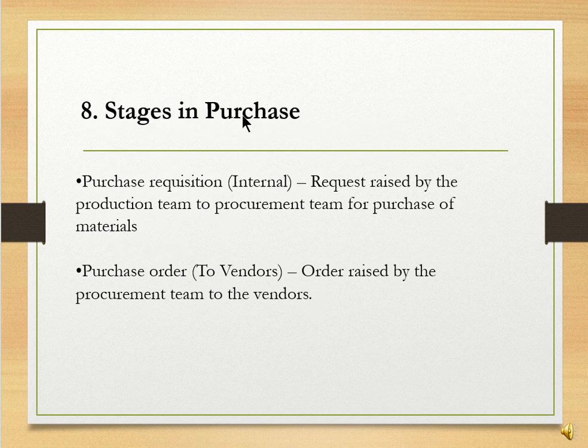Stages in purchase, right? So there are two stages. One is when they raise a purchase requisition. The purchase requisition is basically raised within the company. It is raised by the production team to the procurement team of the same organization, right? A purchase order is raised to the vendors, from the company to the vendors. These are the two stages in purchase.